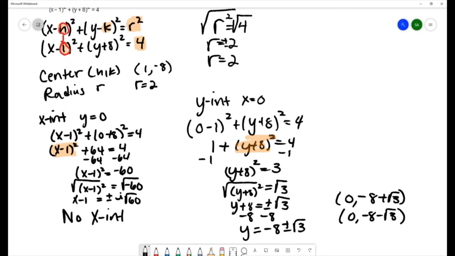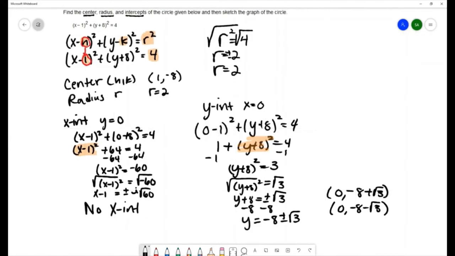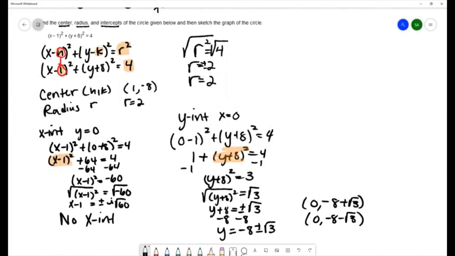So the final thing we want to do with this example is to graph our circle. To graph our circle, I'm going to plot the center. We found the center to be at (1, −8). So here's the center of the circle. And then we're going to use the value of the radius. The radius is 2 for this example. So from the center, we move up 2, that's a distance of 2. 2 to the left, that's a distance of 2. 2 down, a distance of 2. And 2 to the right, a distance of 2.